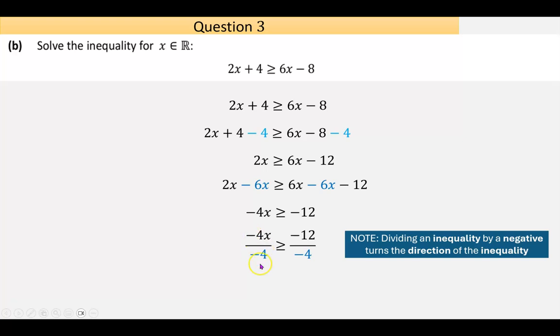-4 divided by -4 is +1. On the far side, -12 divided by -4 is +3. Okay, but you'll notice there the inequality has changed direction. Okay, and that means my answer is correct. If I test this with a few values and put it back into my original inequality, it should be satisfied. Okay, and that's it. My answer is a real number because a positive whole number is a real number.